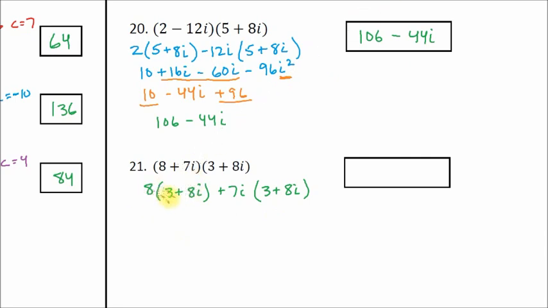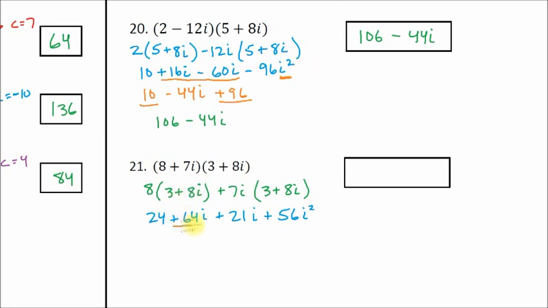Monomial times binomial. 8 times 3 is 24. 8 times 8 is 64i. Got an i in there. 7 times 3 is positive 21. There's an i in that multiplication step. And then 7 times 8 is 56. And there's where our i squared is going to be.